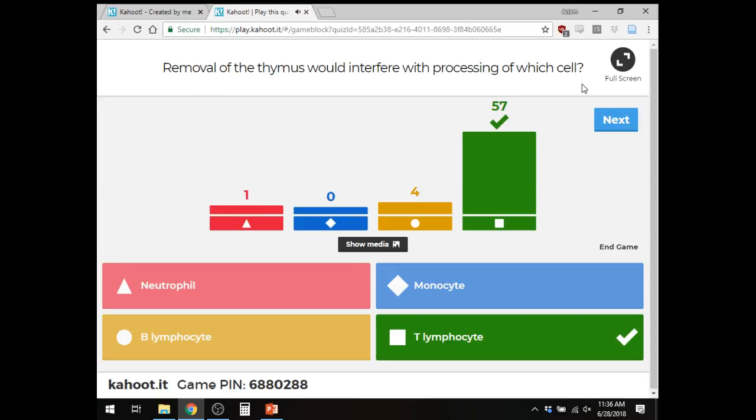All right, so again, neutrophils, not going to be processed through the thymus. The monocytes, either. Where's the B lymphocytes processed? B in the bone, right? So again, but the T lymphocytes, T in the thymus. So pretty straightforward. Good.